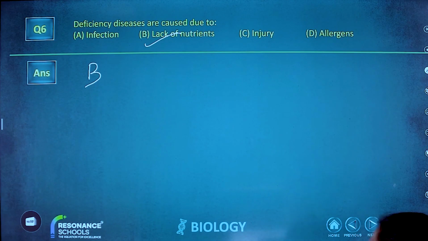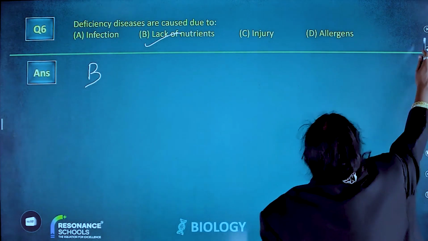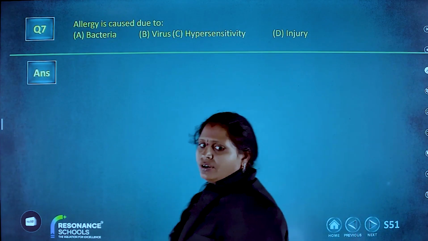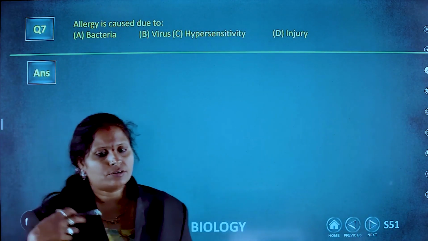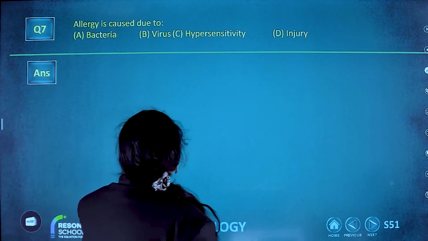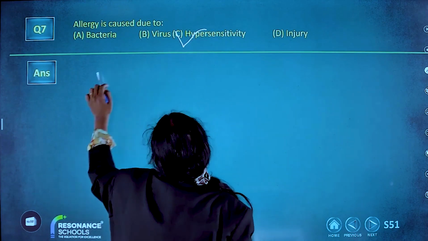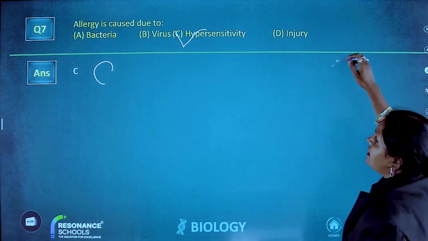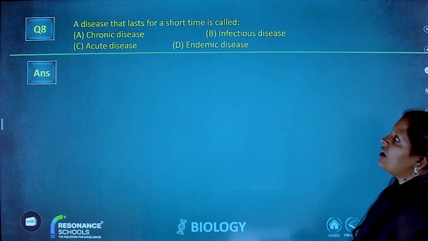Okay, fine. Let us go with the next question, children. Allergy is caused due to what? Hypersensitivity. Allergy is caused due to hypersensitivity. Is this the correct answer? Yes, exactly.